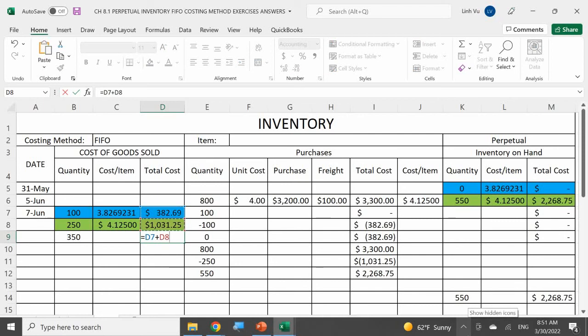So for selling a total of 350 units, we're going to add these two numbers together, right? And we should get a total of $1,413.94.